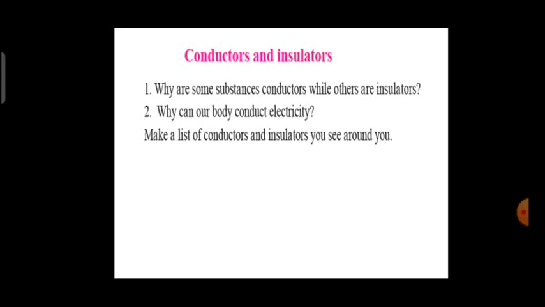Next question, why can our body conduct electricity? Make a list of conductors and insulators you see around you. Flow of charges and ions is what electric current is made up of. And our body cells contain various ions. They contain salts, ions: sodium is there, potassium is there, and chloride ions are there. So these ions have the tendency to conduct electricity, and so our body can conduct electricity.